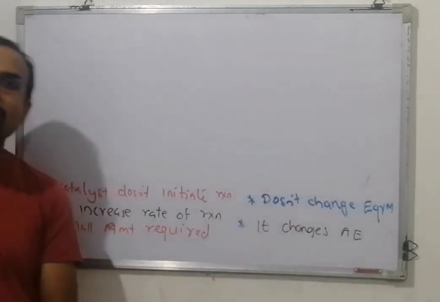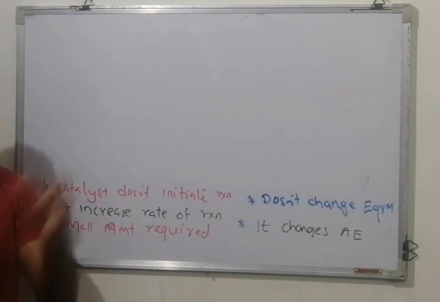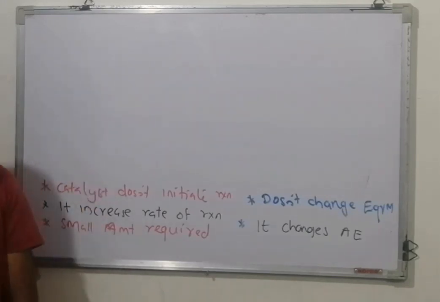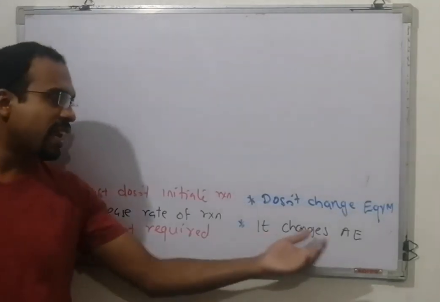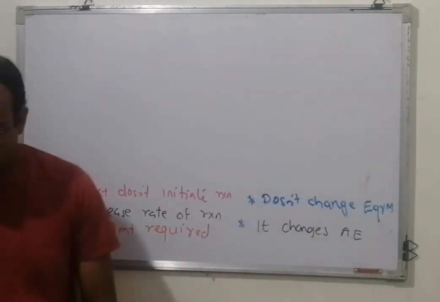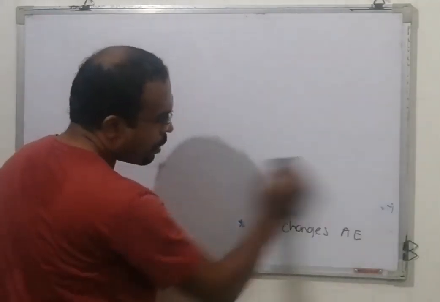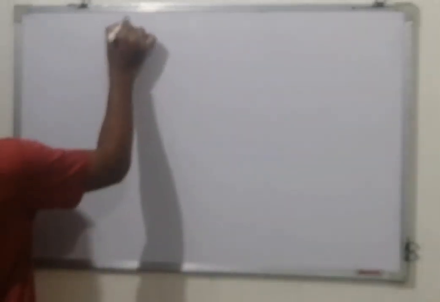And it does not change the equilibrium. The only thing catalysts do is that you will get the equilibrium fast. The time for reaching equilibrium will be shortened. It changes only activation energy. I have assured you in previous videos, I will discuss more about the activation energy. Therefore, catalyst only changes activation energy. Therefore, we can discuss in detail what is activation energy.